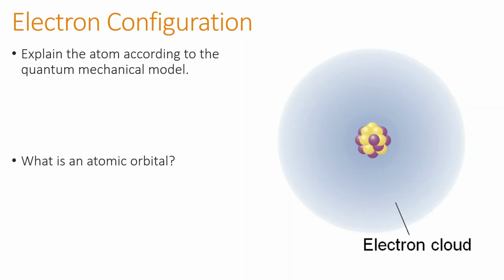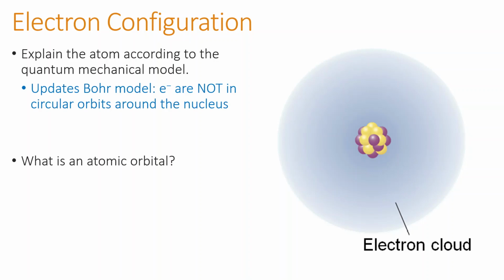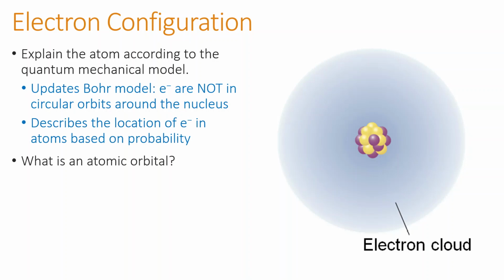So the last time that we talked about atomic structure, we talked about the Bohr model. In the Bohr model, there are orbits that are different distances from the nucleus, and electrons travel along this path. The quantum mechanical model is more accurate. We still have energy levels, but the electrons are not in neat circular orbits around the nucleus. Instead, the quantum mechanical model defines the location of an electron based on probability.